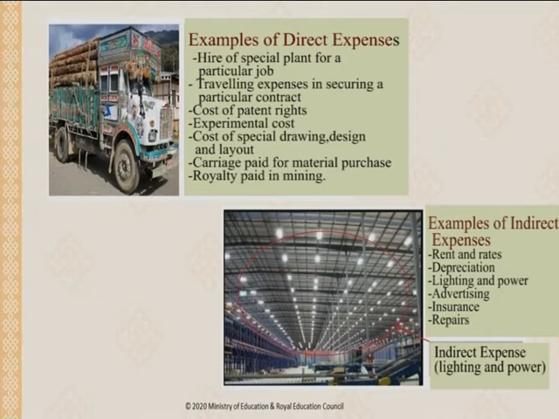Then you will see the next picture, that is the indirect expenses. The rent and the taxes you need to pay, the depreciation, the lighting and power, the advertisement, the insurance, and whatever repairs, those are considered as indirect. I hope the pictorial presentation has made the concept clearer. Okay, with this we are done with the components of cost.